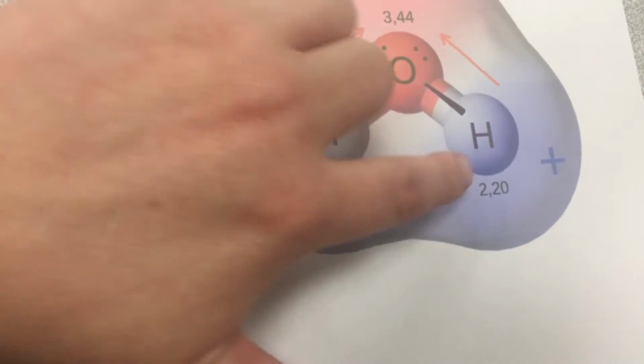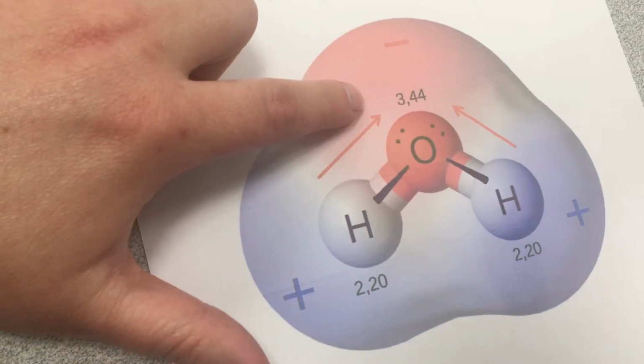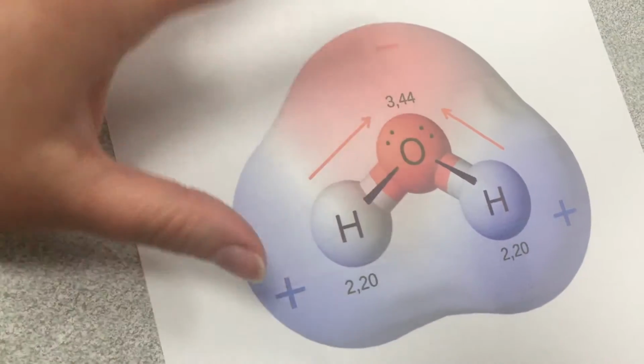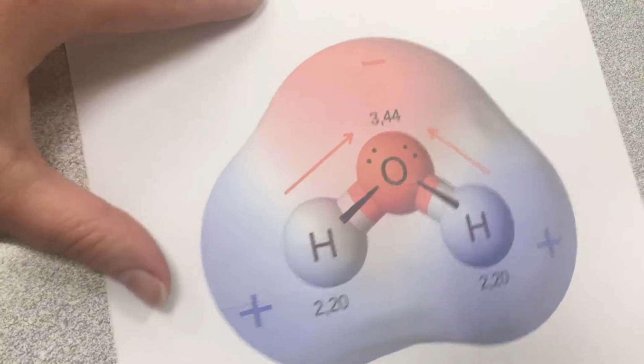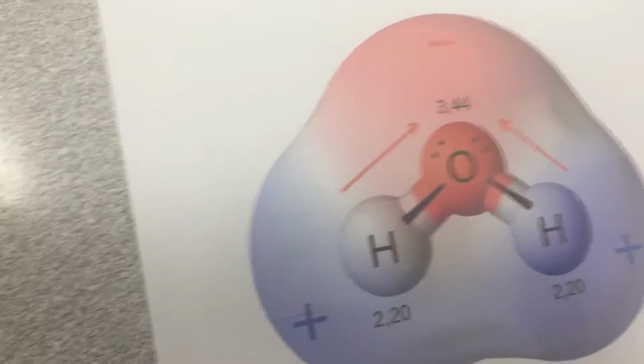Don't worry about the numbers. You won't need it in 10th grade. But just the general picture of this being an uneven share of electrons is what I wanted to illustrate to you.